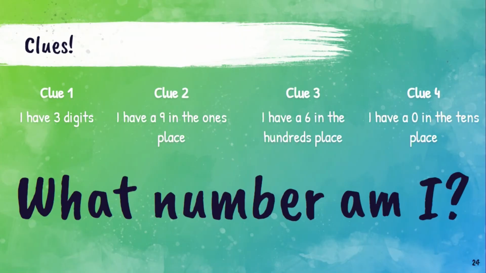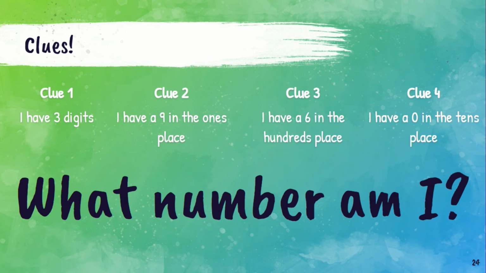All right, last secret number. This clue 1 says I have 3 digits. Clue 2 is I have a 9 in the ones place. I have a 6 in the hundreds place and a 0 in the tens place. Don't let that trick you.